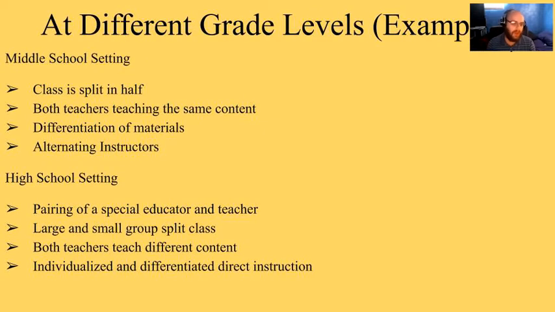So here we have some examples of how parallel teaching might look at varying grade levels. For the first example, we have a middle school setting. The class is split in half. Both teachers are teaching the same content, but there might be a differentiation in materials. So one group of students might be working, say, on worksheets, while another one is doing a practical application. And the groups of students are working with 2 different teachers.